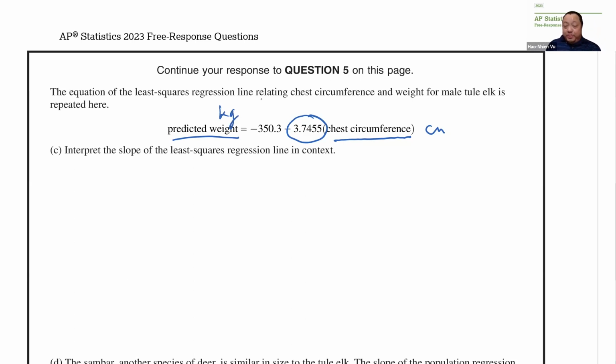Notice that I said expected. This is a predicted weight, not an actual weight. So that's the degree of uncertainty that comes with linear regression. We need to put that in the answer. Let's write it.